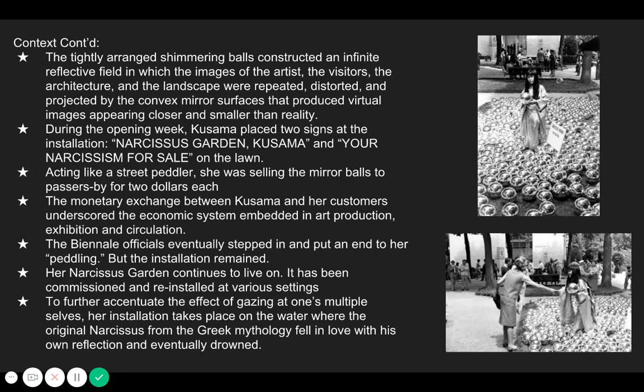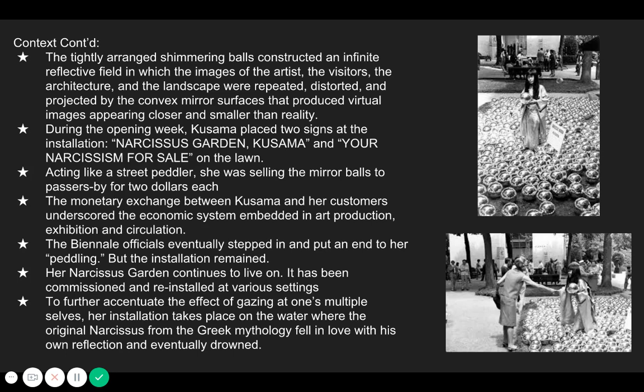But continuing in the context, these tightly arranged shimmering balls would construct this infinite reflective field. And images of the artist or the visitors or even the landscape and the architecture around it was just repeated again and again. It was also slightly distorted and projected on that convex, mirrored surface. And kind of like your rearview mirror, these virtual images would appear closer and smaller than reality.